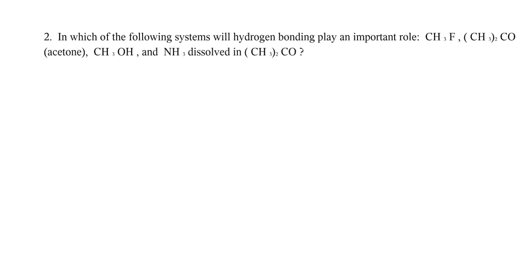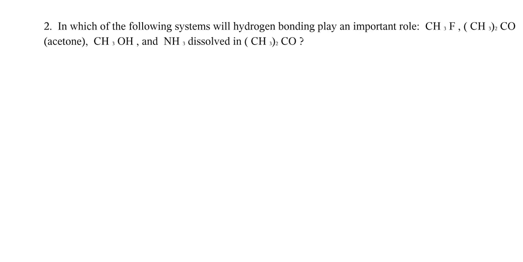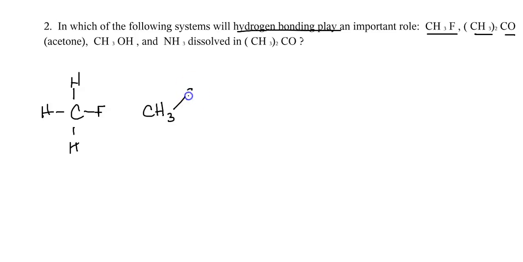All right, now this is a pretty awful question, and I'll just touch on it a little bit. I'll give it my best. Which of the following systems will hydrogen bonding play an important role? Well, we've got CHF, and again, these are probably written out a little better for you. And then we have the CH3 thing and a CO. What that means is you have the two CH3s on the carbon that's double bonded to the O. It's acetone, as you keep seeing.